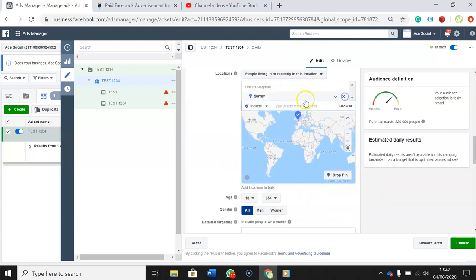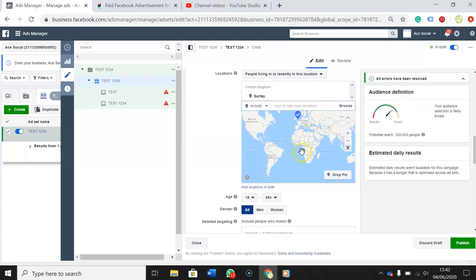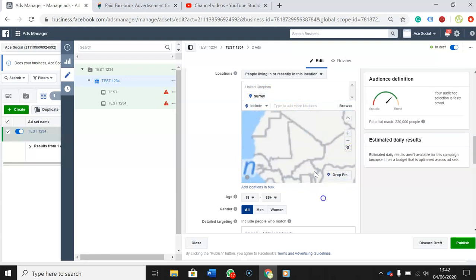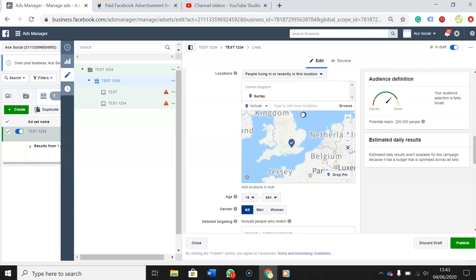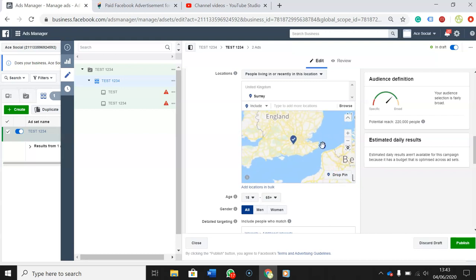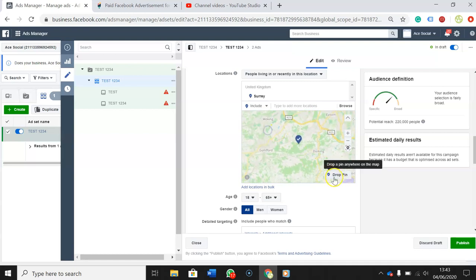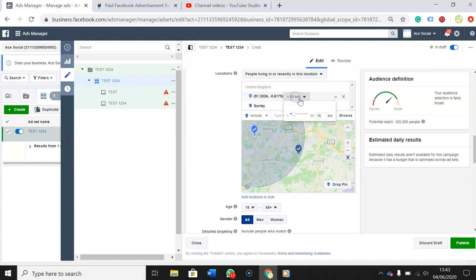So first of all, quite self-explanatory. If you just type in the area that you want to focus in on, and then you can also zoom in a little bit there. Where are we at? There we are. You can also drop pins. So, yeah, zoom in a bit. And then we can drop this pin there. And then as you can see here, it says plus 16 kilometers radius. So you can increase that however much you like.